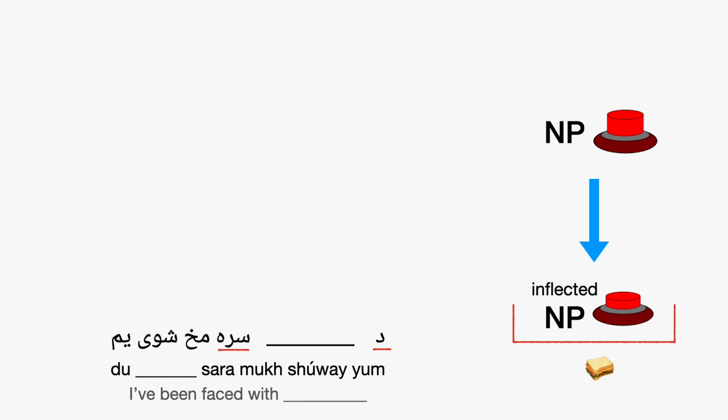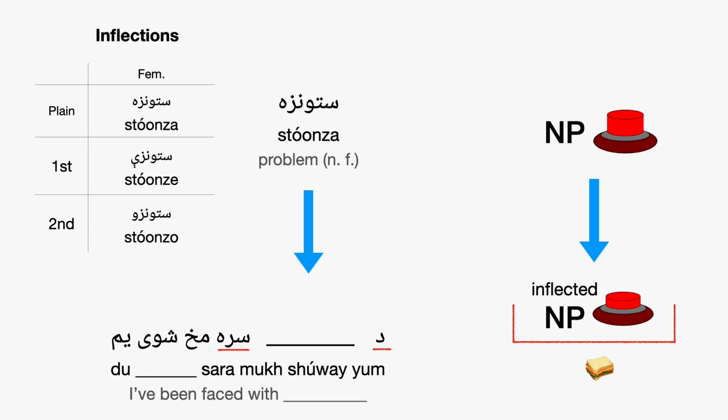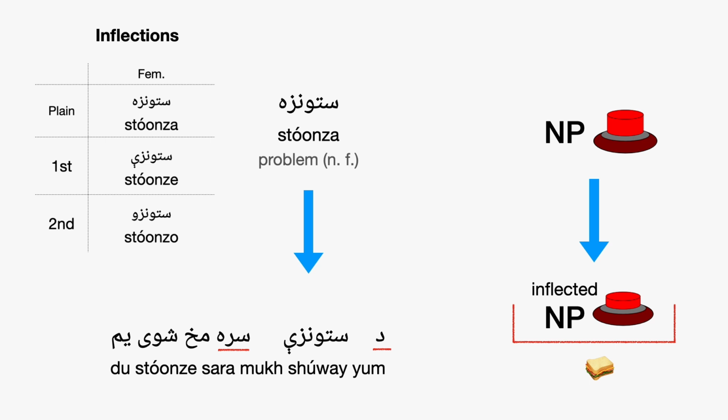So, for example, if we were to say, I've been faced with a problem, stunza. We are going to have to inflect it before we stick it in the sandwich. If you look that word up in the dictionary, you'll see an inflection chart. Then we have our plain form, stunza, but we want to use the inflected form. First inflection here, stunzi. So we say, da stunzi sara makhshewayam. I've been faced with a problem.